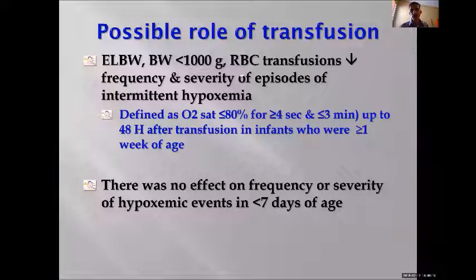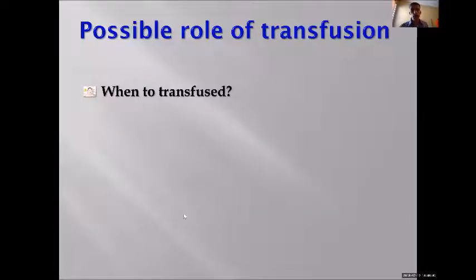There is a study, and I don't want to go into the details of that report, that the apnea is later, but again it depends on how you define apnea. They defined it as a saturation less than 80, for more than 4 seconds, or less than 3 minutes. But transfusion has no effect on the frequency or severity of hypoxemia in babies less than 7 days of age. When to transfuse? I don't know, it depends. A ventilated baby is different from a non-ventilated baby. Weight, gestation, how sick, oral feeding, non-oral feeding, all contribute to when to transfuse.